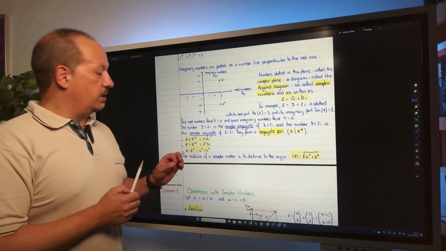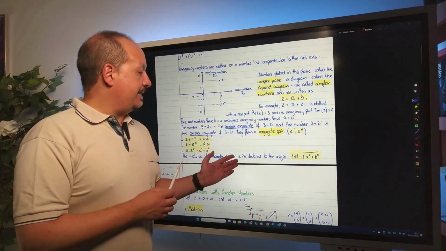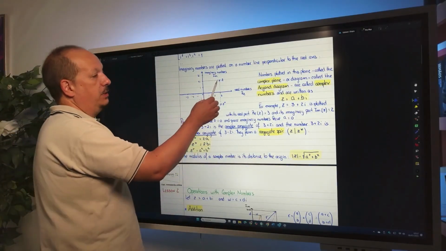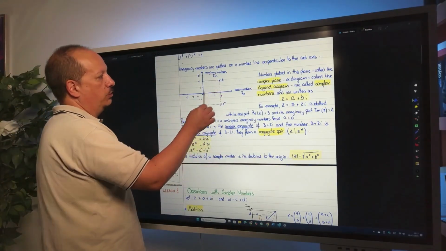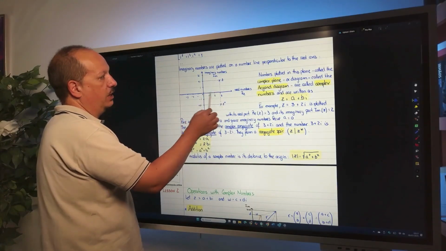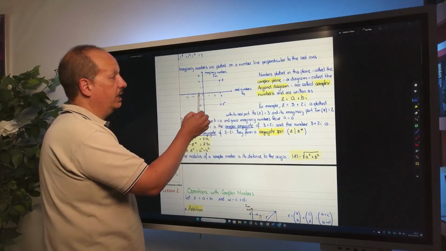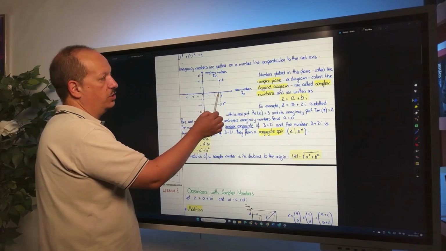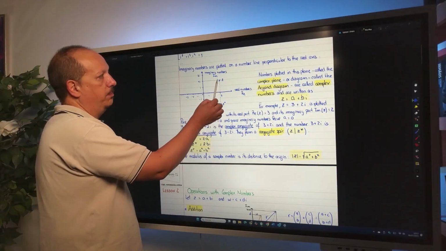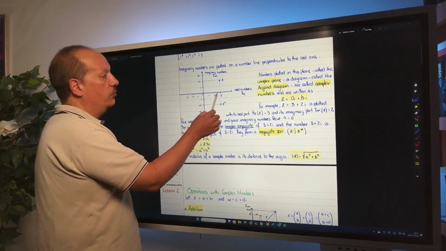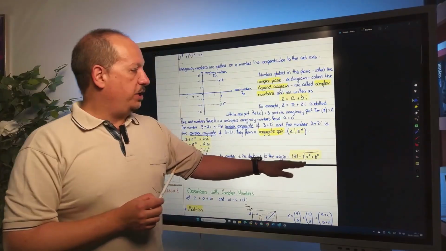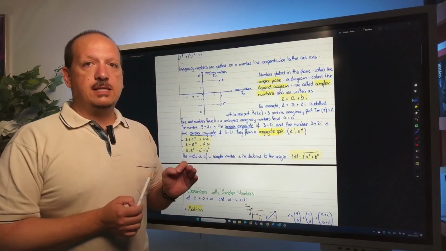The modulus of a complex number is its distance to the origin. If you think of this complex number, what is the distance from this point to the origin over here? Again, you can think of this as a right triangle, right? So it is the hypotenuse of the right triangle. So it's just going to be the square root of 3 squared plus 2 squared. That's what you have over here. This is valid for any complex number.